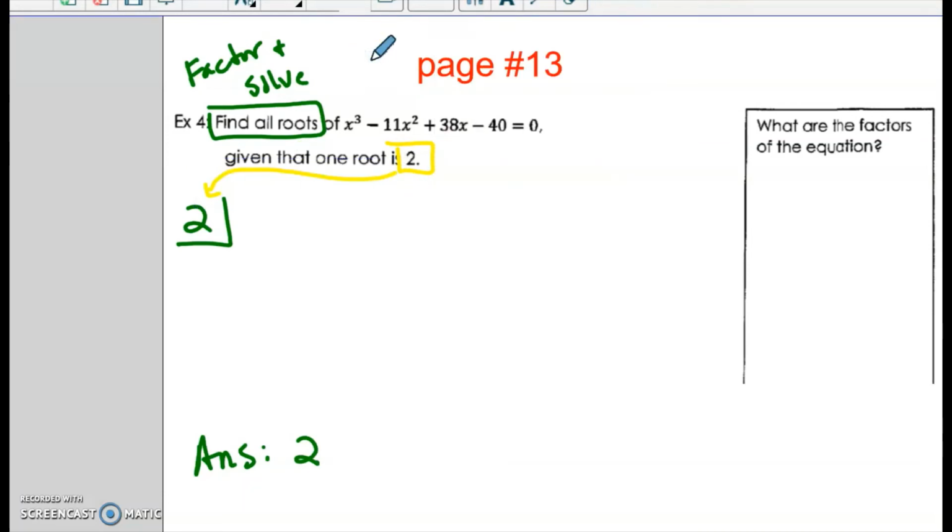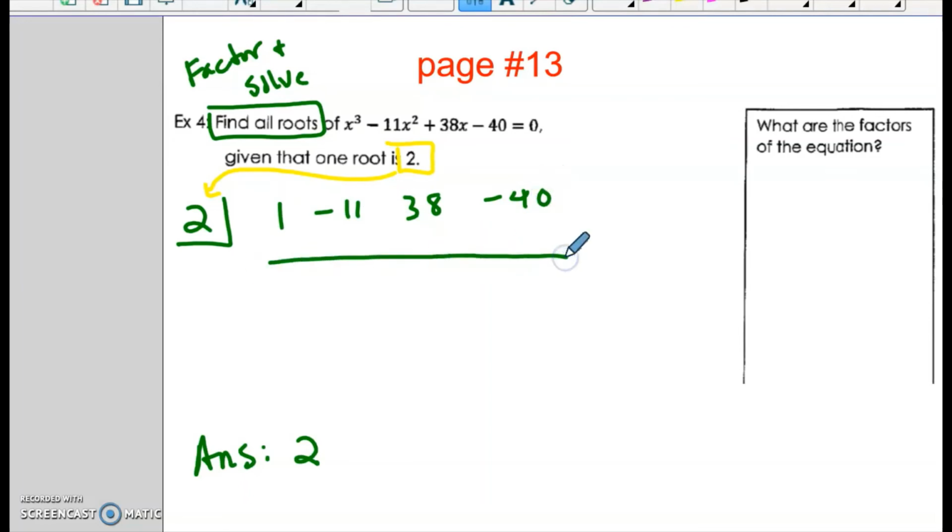Alright, so let's go ahead with continuing our synthetic division. So we use 1, negative 11, 38, and negative 40. So we'll bring down the 1. 2 times 1 is 2. Negative 9. 2 times negative 9 is negative 18, giving us 20. And 2 times 20 is 40, canceling out, giving us a 0 remainder. Perfect.